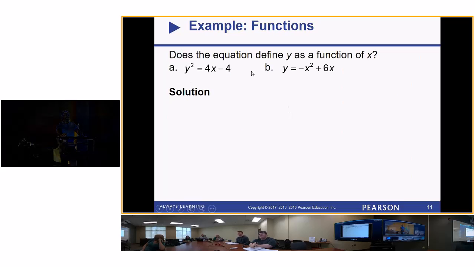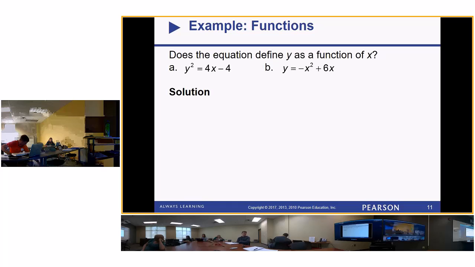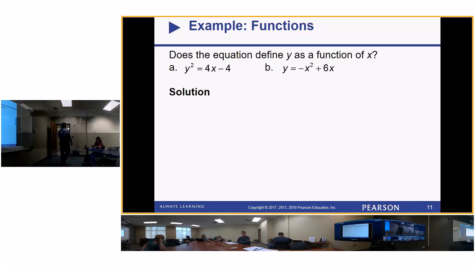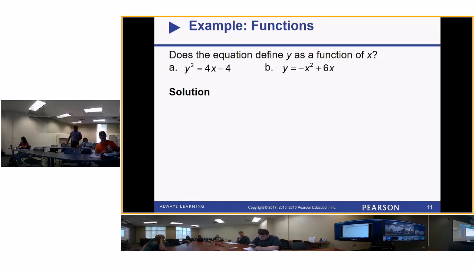All right, does the equation define a function? I want you to plot these two functions and tell me if they are a function or not. Then look at the domain and the range. So go ahead and plot those two. You're going to have to solve them for y. Solve the first one for y and see what you get. Tell me if it's a function using the vertical line test. Or you can use your calculator, whichever one you want to do.